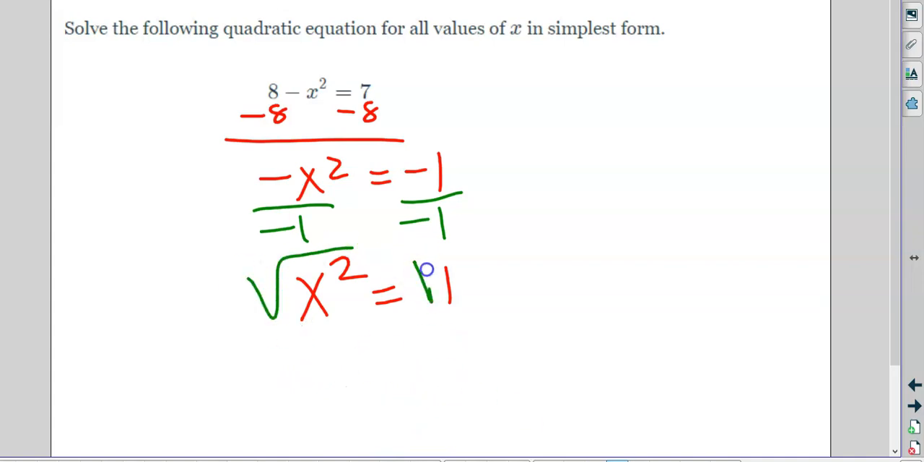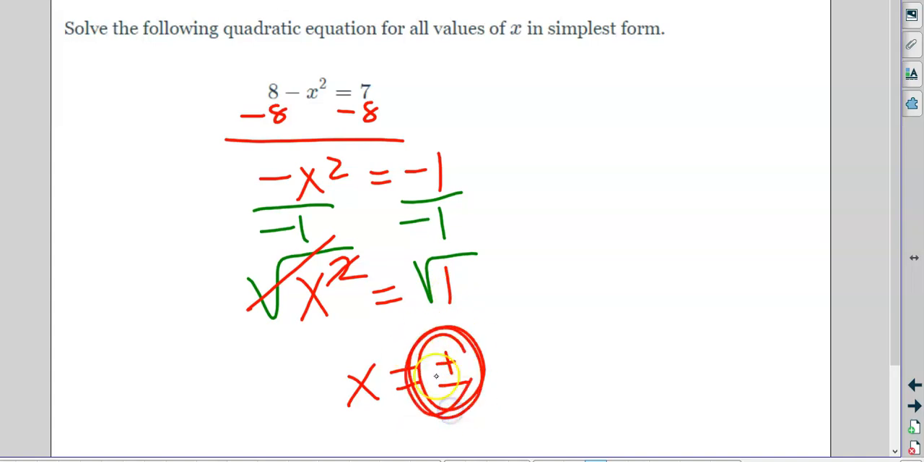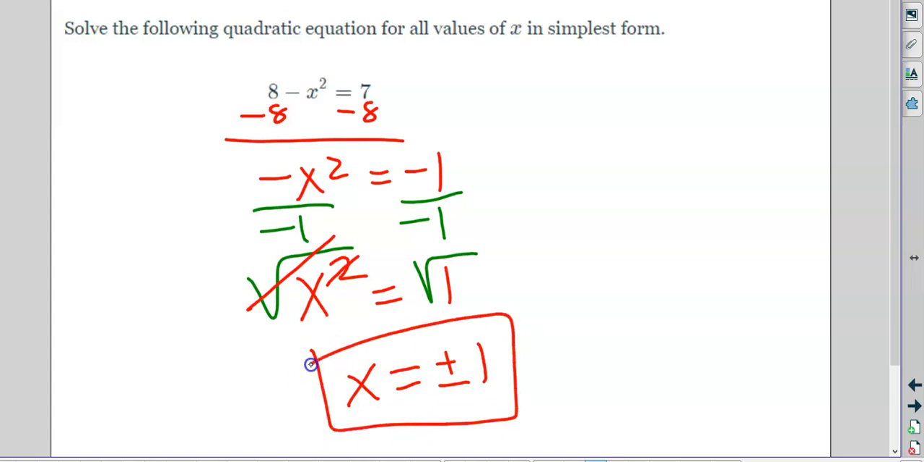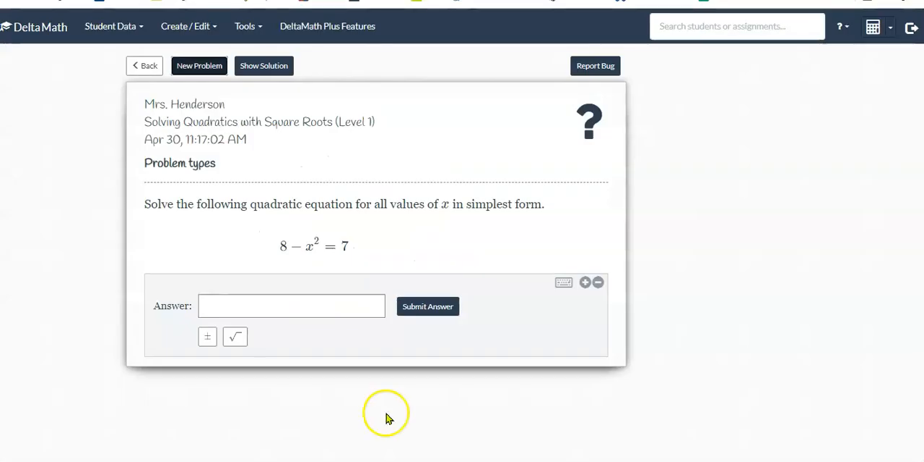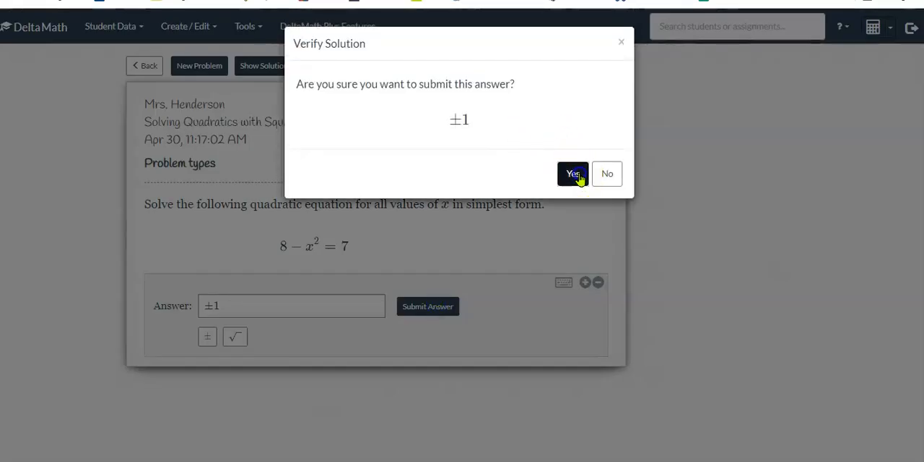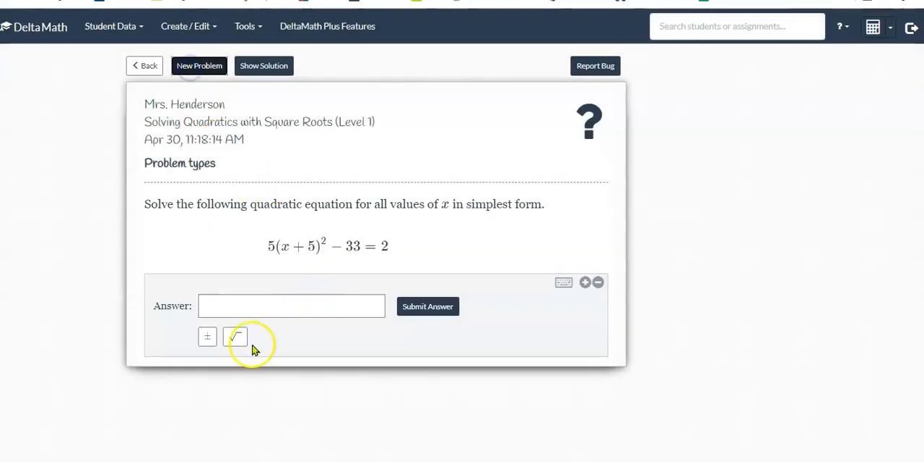Now this one is sometimes tricky because kids don't think 1 is a perfect square, but it is. The square root and the square cancel each other out. But there are 2 answers always. So every time you're square rooting both sides, the next thing you should write is this plus or minus sign. And the square root of 1 is 1. So when you type your answer, if you forget to write this plus or minus sign, you're going to be wrong. So let's try one more.